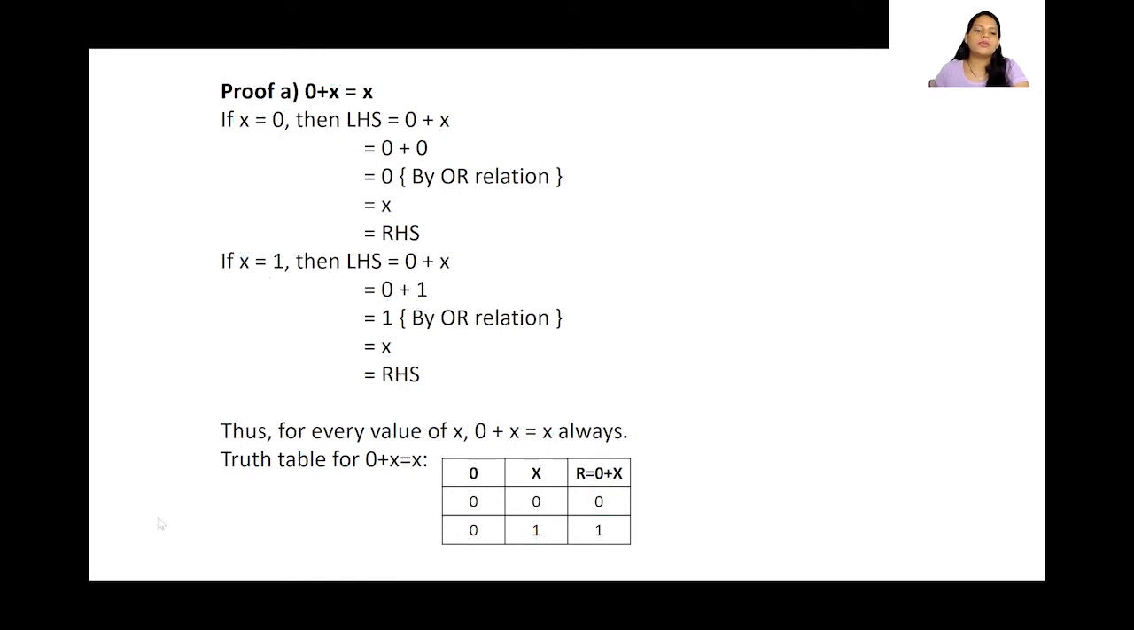So let's prove the next one. What was the next value? Next one was 1 plus x is always 1. Now how is that? Let's take two values for x. First, if x is equal to 0, what happens? This expression becomes 1 plus 0, isn't it? Now 1 plus 0 is what? When we do OR operation of 1 and 0, what will we get? 1. So this is correct for x is equal to 0, isn't it?